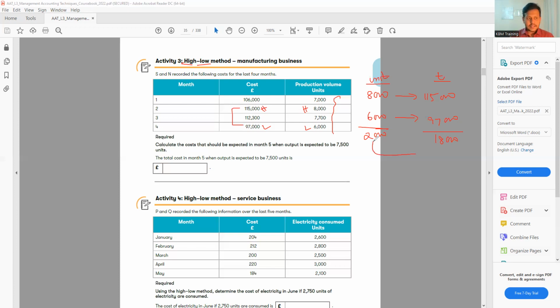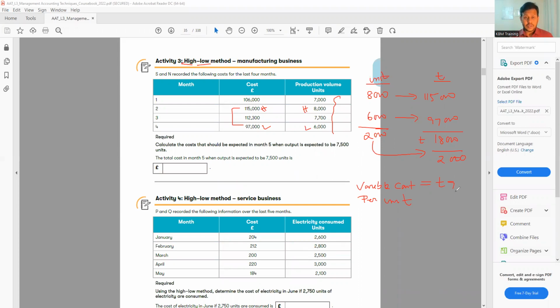Now I'll take this 2,000 units. So we will do 18,000 divided by 2,000 units. And that will give us the variable cost per unit. So how much is it? 18,000 divided by 2,000. And that gives me 9, not 9,000, should be 9. So this is called variable cost per unit. So first we look for the high and low, we find the difference and divide the cost by the units. That gives us the variable cost per unit.